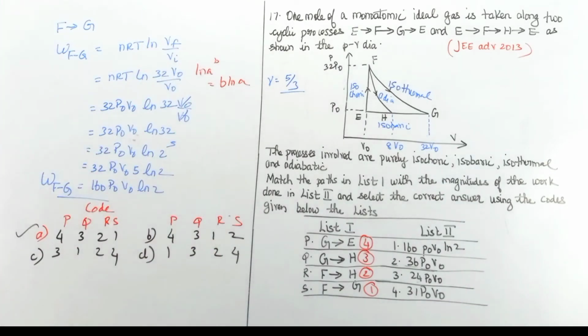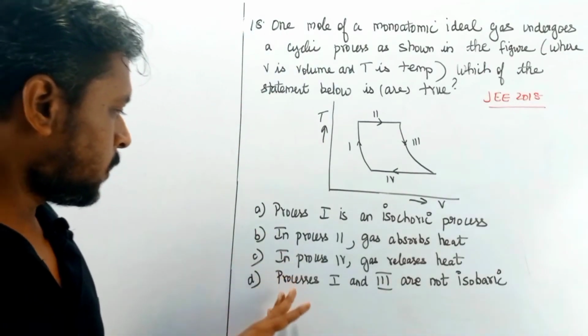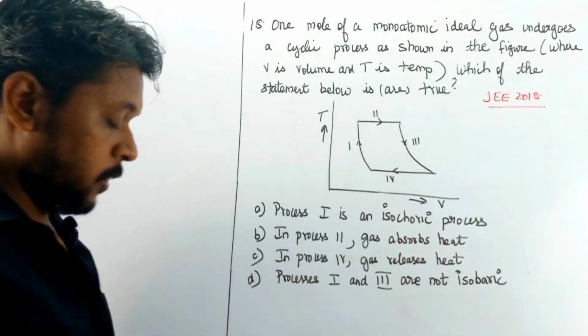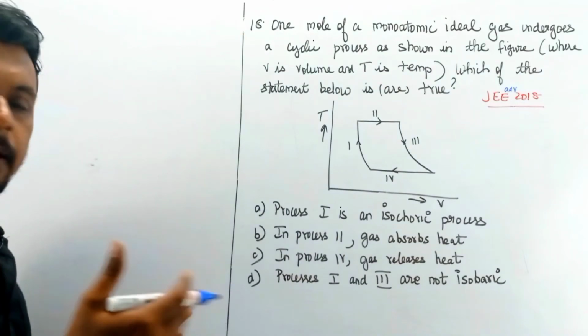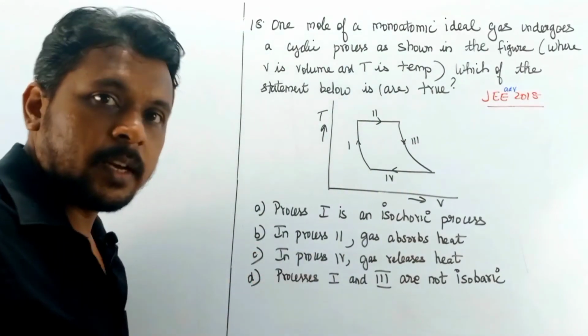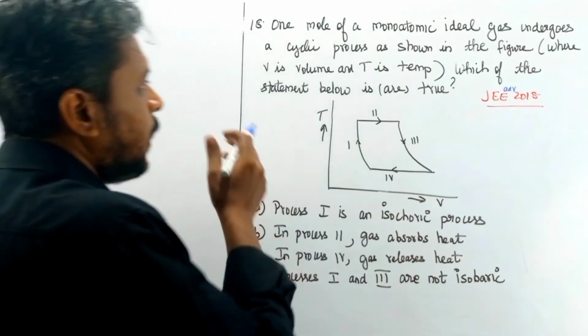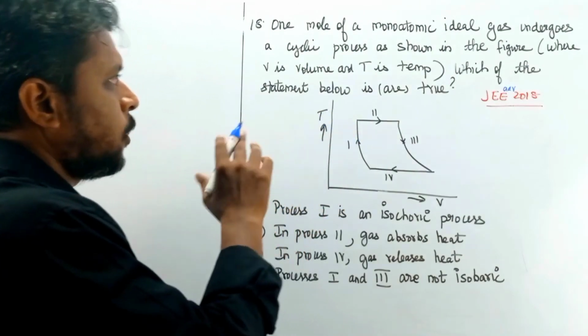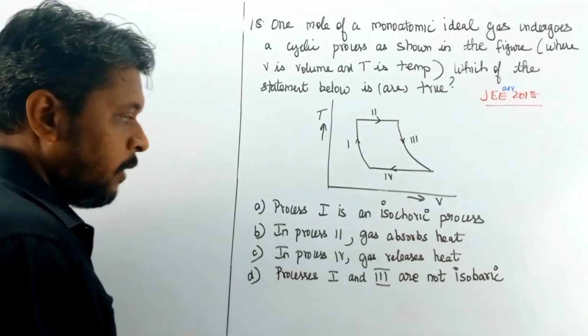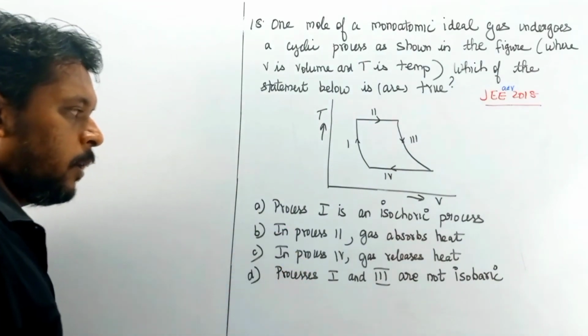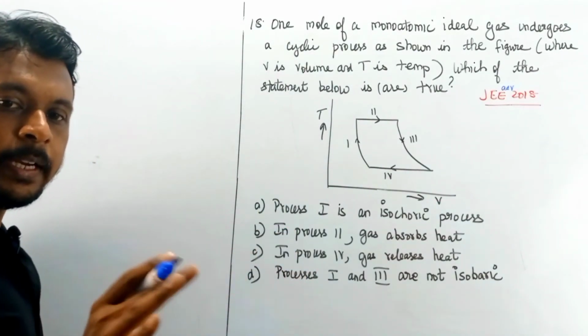Okay. See, in this problem they have given 4 options. In JEE Advanced, oh, this is advanced. Okay, so it is JEE Advanced. So in JEE Advanced there may be questions with more than one option correct. Okay, so here we see that 1 mole of a monatomic ideal gas undergoes a cyclic process shown in the figure. Which of the statements below is or are true? Here we have 4 statements. It may be that 1 or 2 options are right.